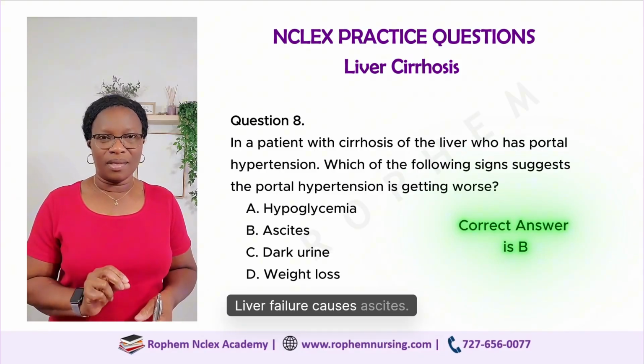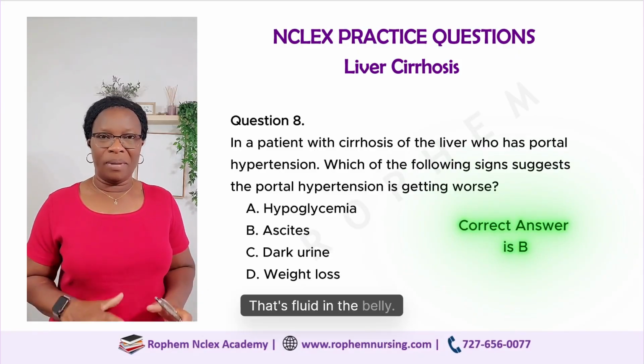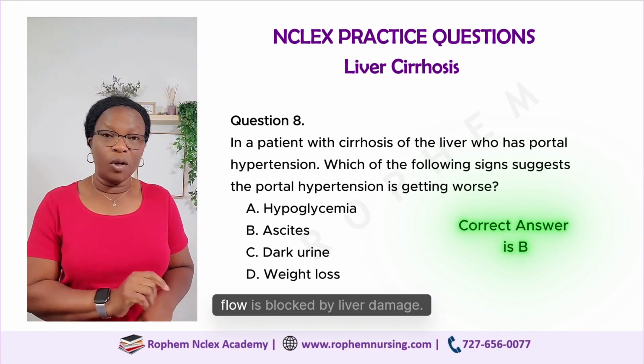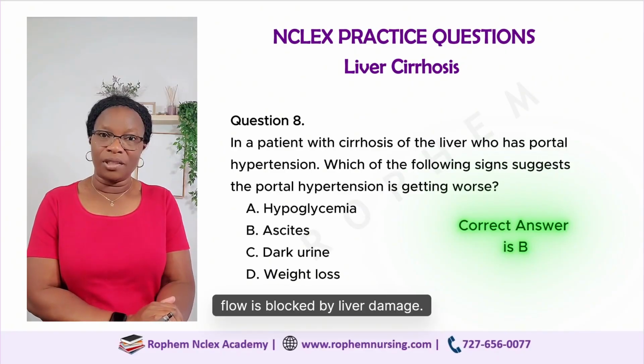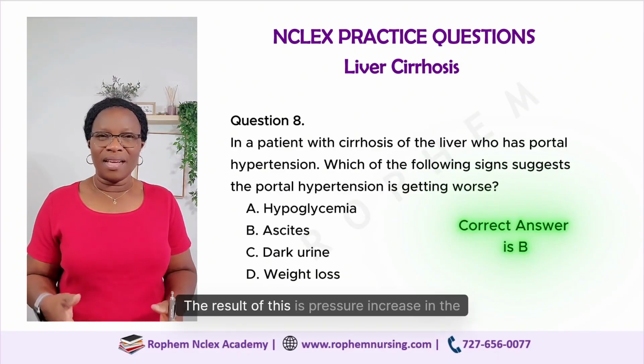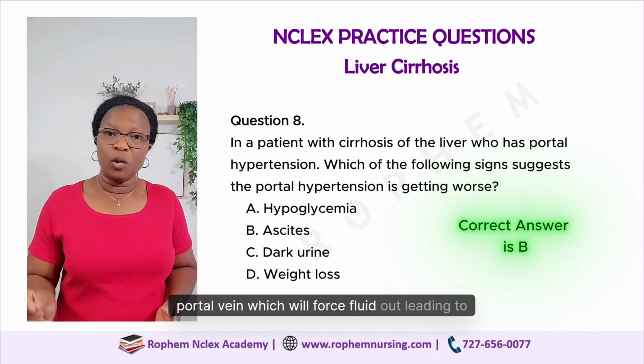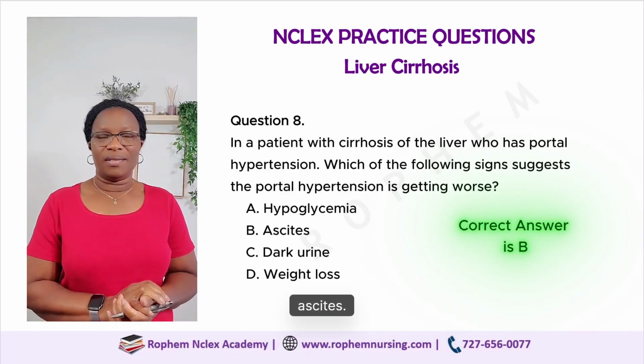Liver failure causes ascites. That's fluid in the belly. This is due to portal hypertension where blood flow is blocked by liver damage. The result of this is pressure increase in the portal vein, which will force fluid out, leading to ascites.